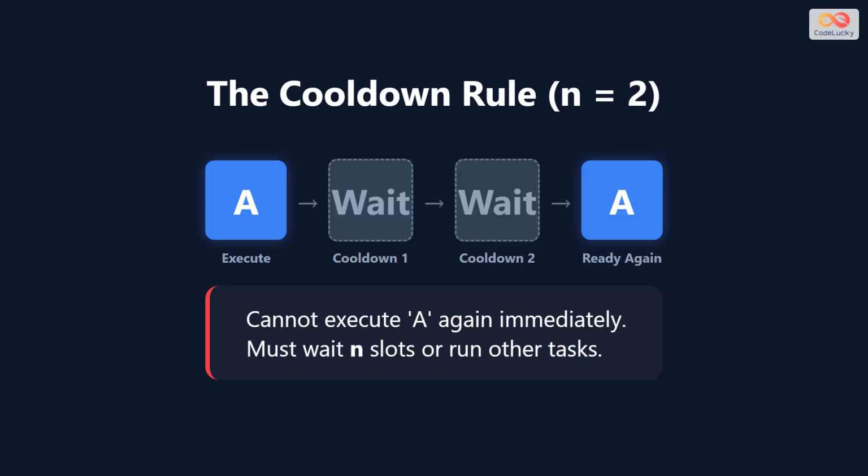Let's visualize the cooldown rule. If n equals 2 and you execute task A, you cannot execute task A again immediately. You must wait for 2 time slots. These slots can be filled by other tasks, or if you have no other tasks ready, the CPU must sit idle.